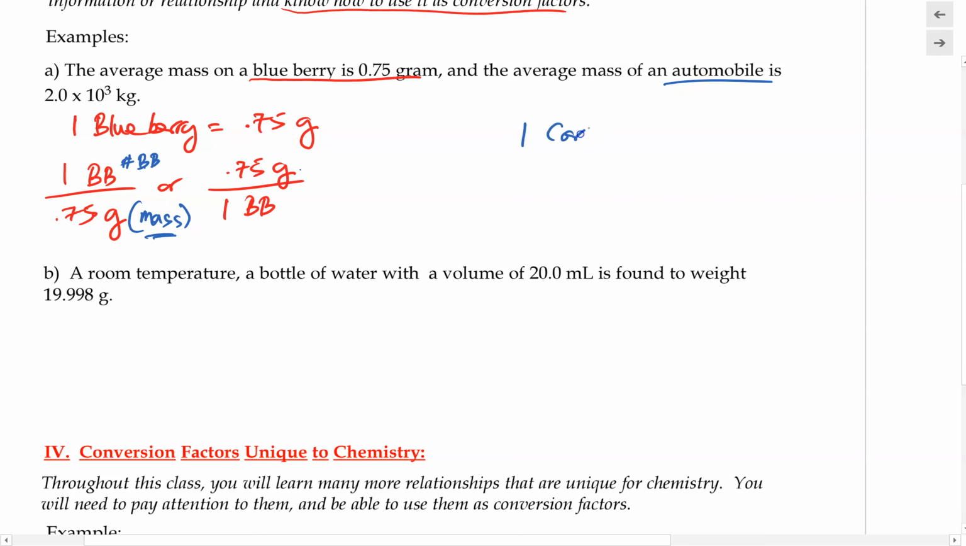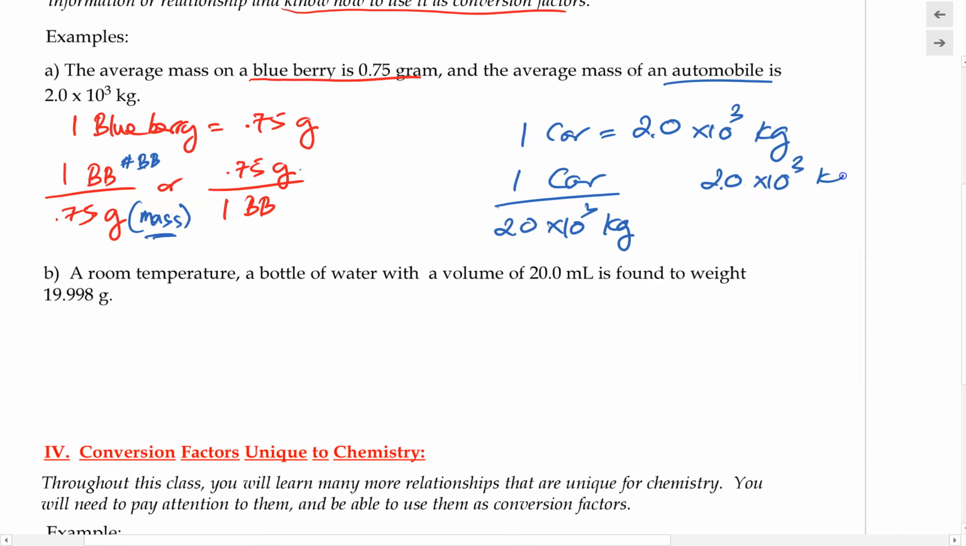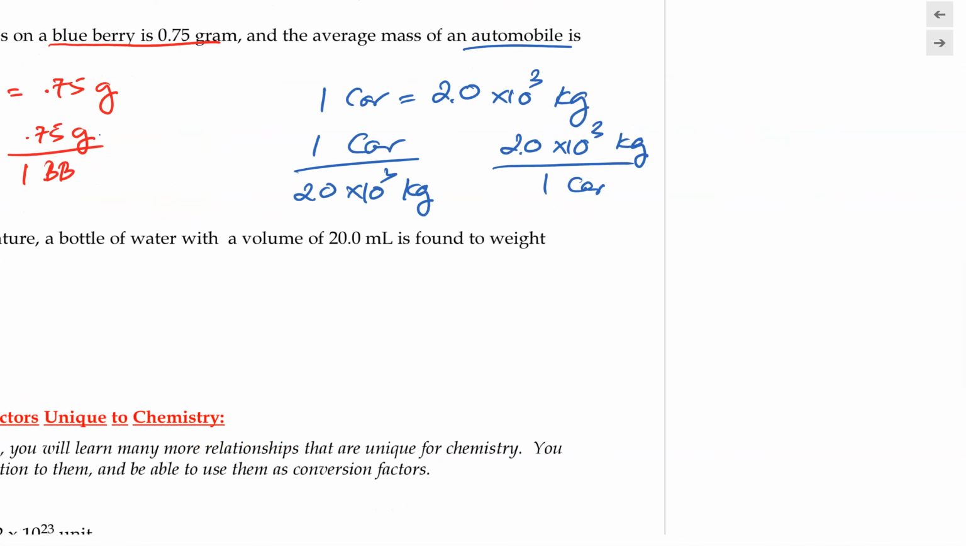So one car equal to 2.0 times 10 to the third kilogram. And from here, we can also again write a set of two fractions that are reciprocal. So one car over 2.0 times 10 to the third kilogram, or 2.0 times 10 to the third kilogram over one car. So the importance of this conversion factor is that it will allow us to convert kilogram into car. Kilogram is a unit of mass, and car here is simply just the number of car. So this conversion factor right here will allow us to convert from mass into car.